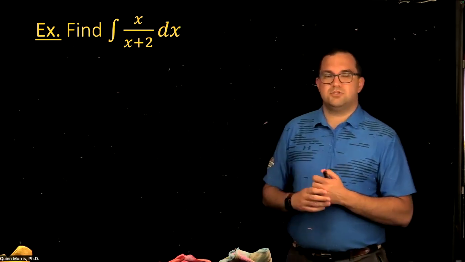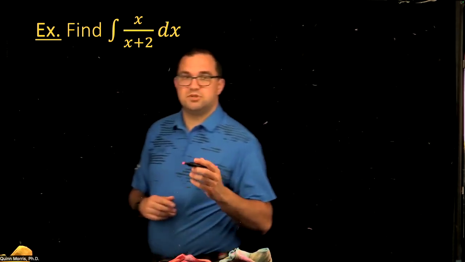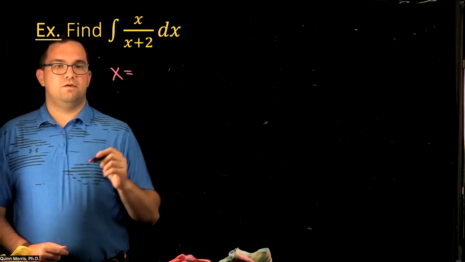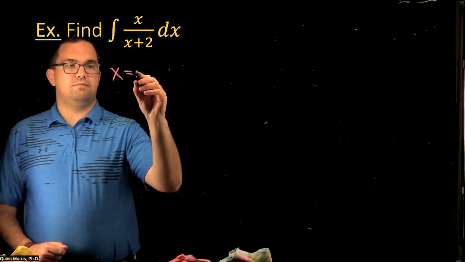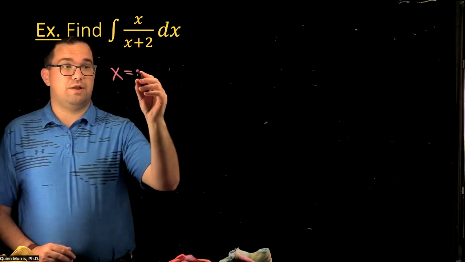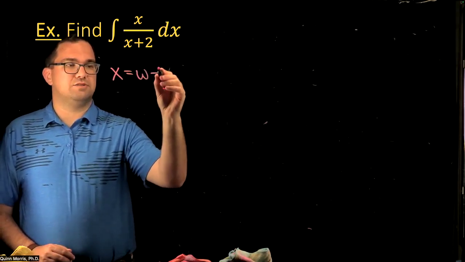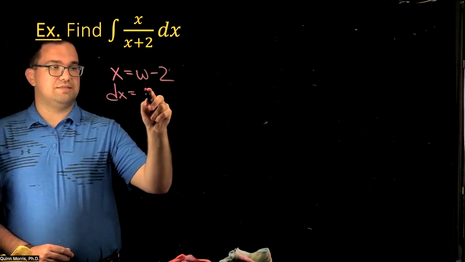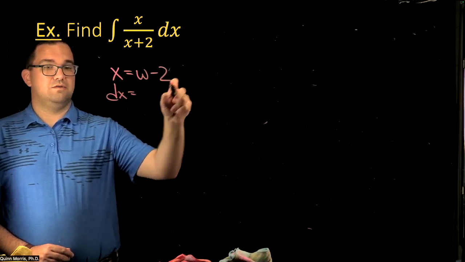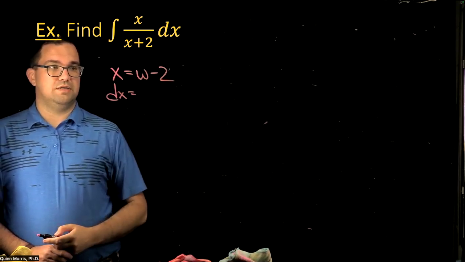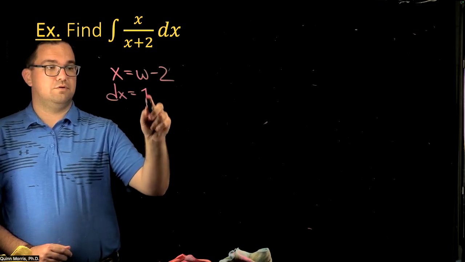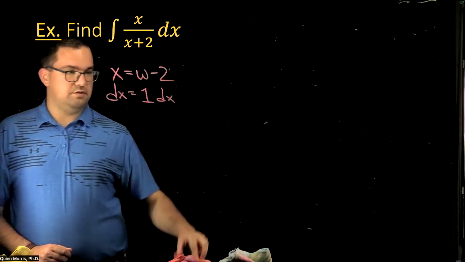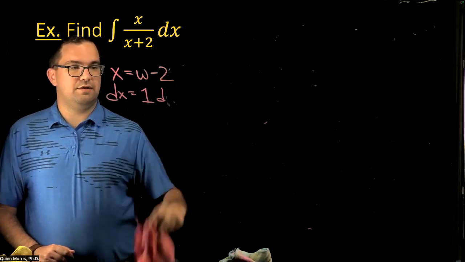But let me point out that we can make a substitution, okay? I'm going to replace x here with, I can call my variable anything, I can call it theta if I want, I'll call it w. I'm going to replace x with w minus 2. Now, if I do that, I have to compute dx. The derivative of this with respect to w is just 1, right? That's linear with slope 1. So dx is just equal to 1 dw.